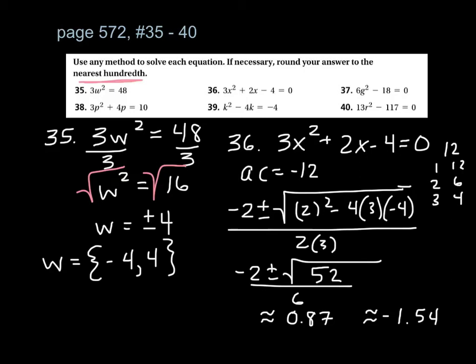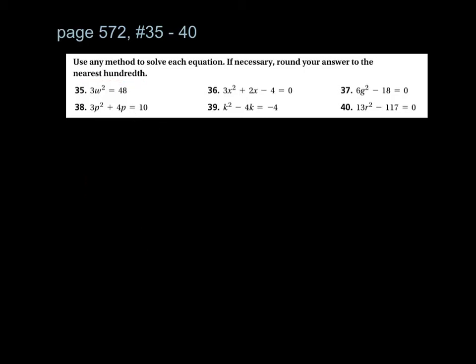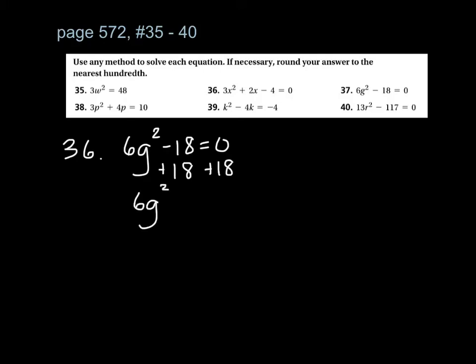Next one. All right, number 37. Again, lack of a linear term. 6g squared minus 18 equals 0. We're going to add 18 to both sides to isolate the g squared. We're going to divide by 6 to get rid of that coefficient.